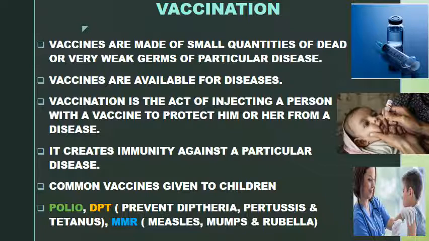And some common vaccines that are given to all children are polio vaccine to prevent polio, DPT vaccine which is given to prevent diphtheria, pertussis, and tetanus, and MMR vaccine, which is given to prevent measles, mumps, and rubella.